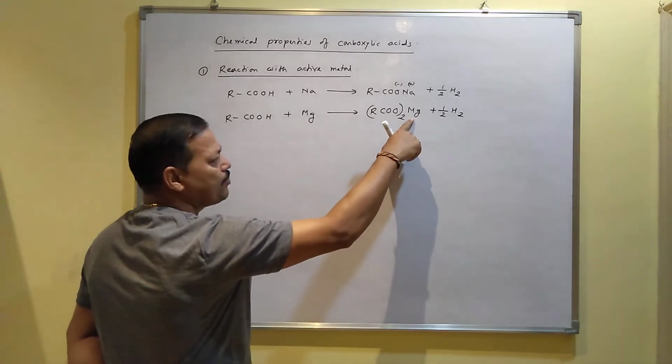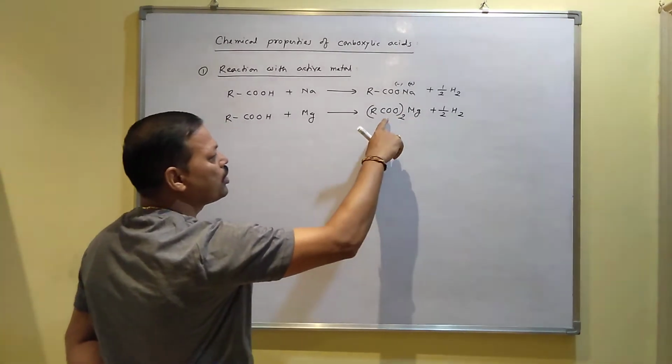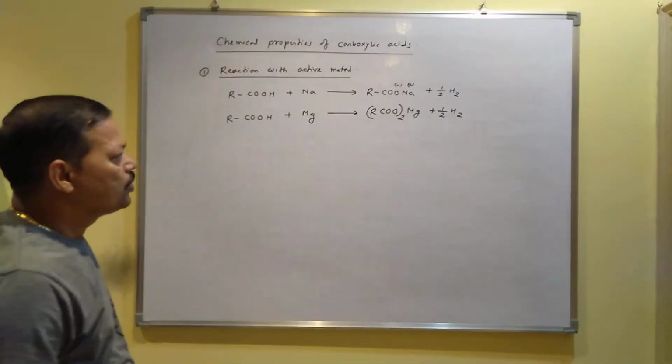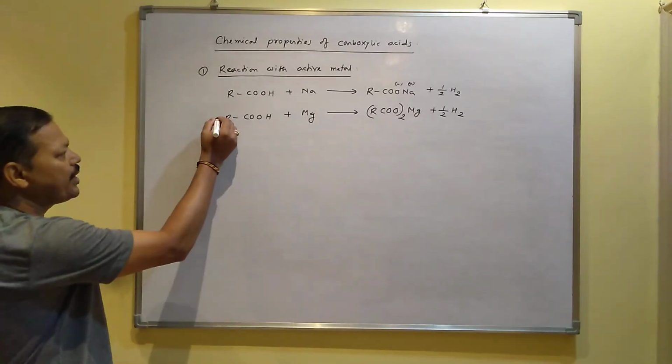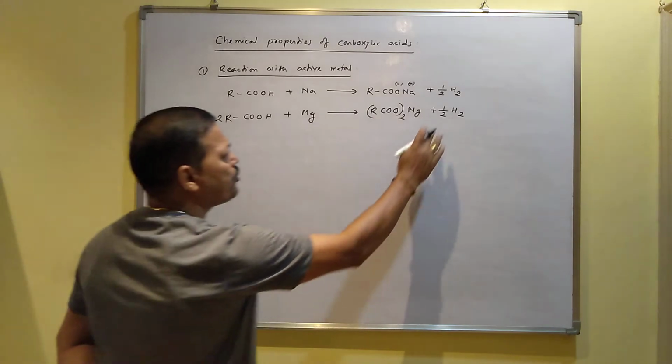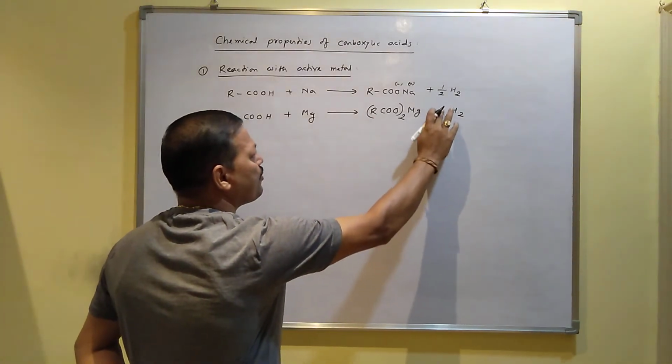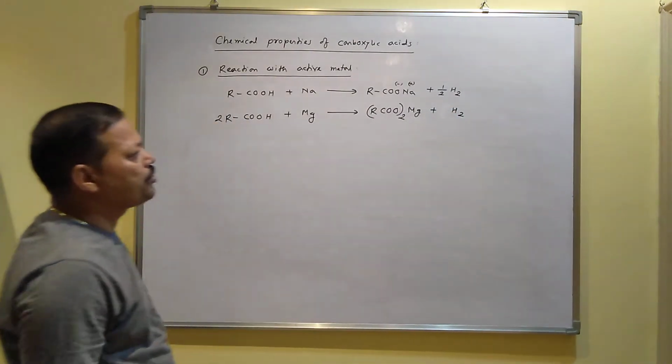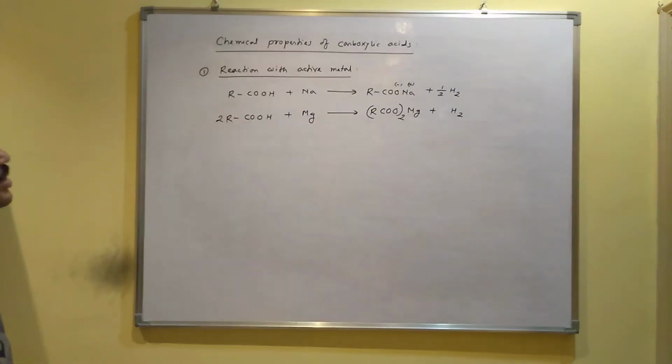Due to magnesium valency 2, you have to apply 2 carboxylate ions. So to balance it, you can put 2 here. Then hydrogen will be 2, so no need to put half here. Like this way you can balance. So this is about the reaction with metal.